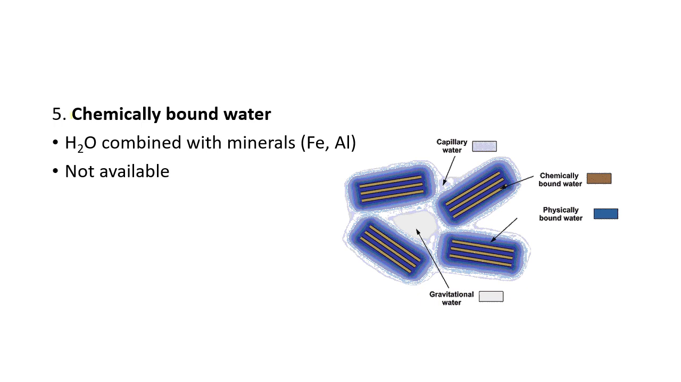The last one is chemically bound water. Here the H2O molecules chemically combine with minerals such as iron, and it permanently becomes unavailable to the plants.